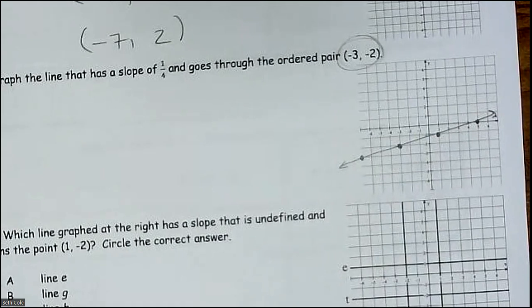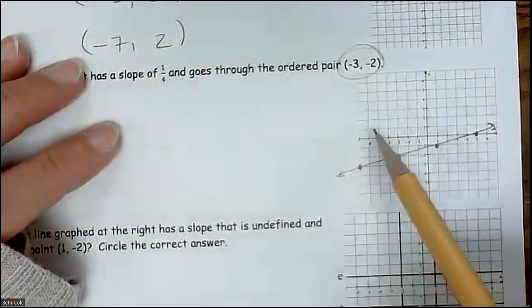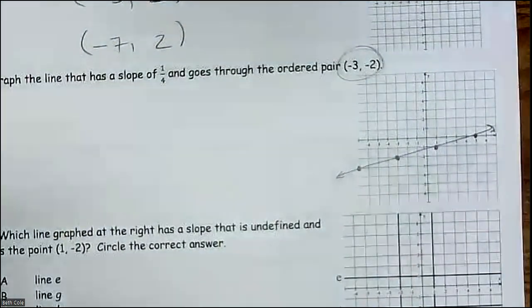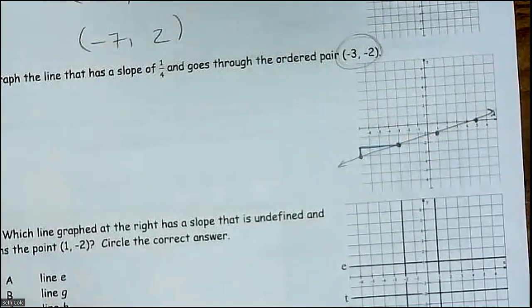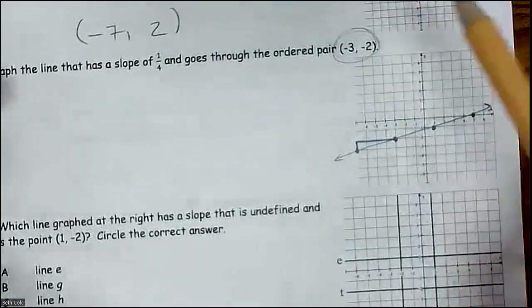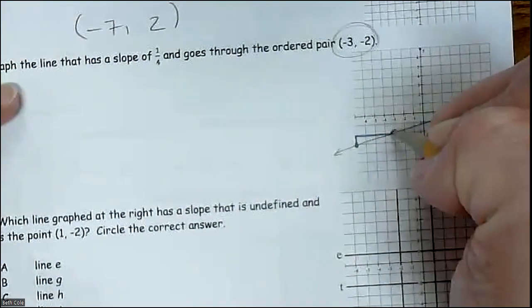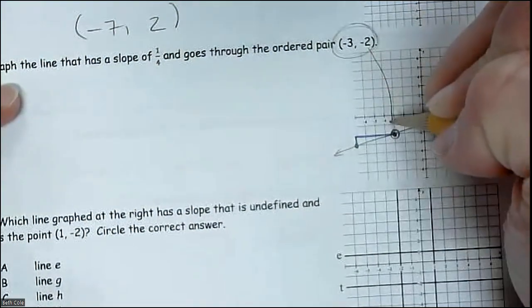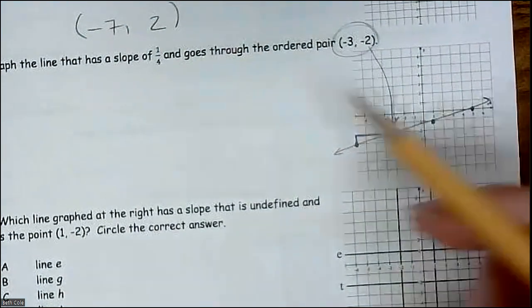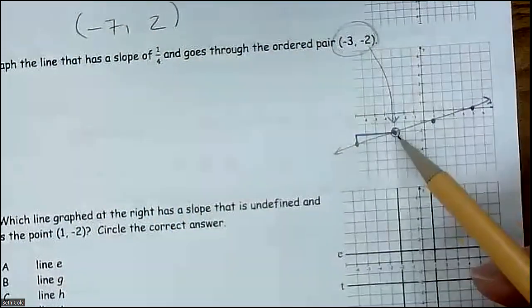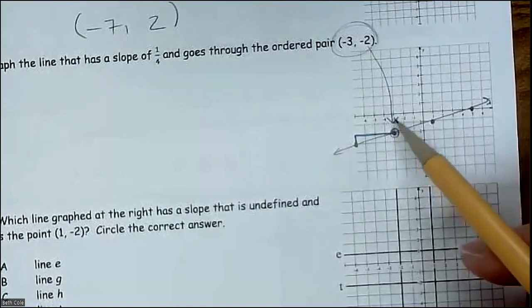The other way down one. It's 1/4, so up 1 over 4. Here, I'll draw in the triangle for you. No, that's just the point where you start. So -3, -2 is this point right here. So that's where we started. And then your slope is telling you to go from that starting point, go up 1, right 4.